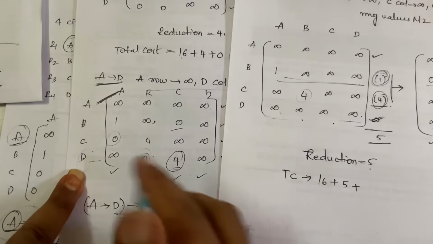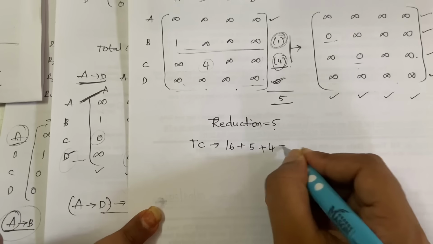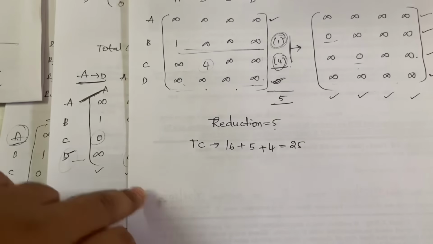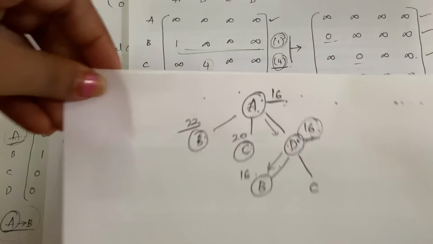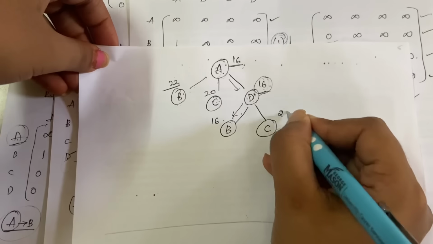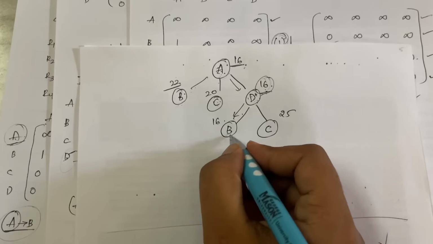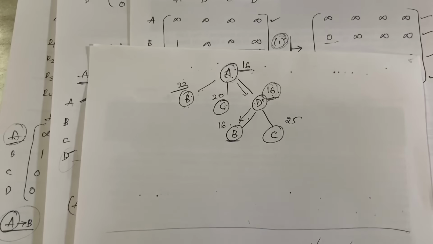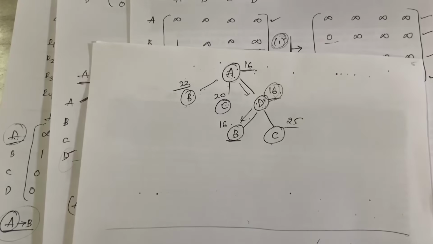It's 4, right? D, C, 4. So plus 4. How much will you get? You will get 25, I guess. Yes, 16 plus 5, 21, 21 plus 4, 25. So what will be the cost on this? It will be 25. So now which path do you have to pick? Obviously you have to pick B only. Why? Because if you pick C, then the cost will be more, right? So you are picking B only.